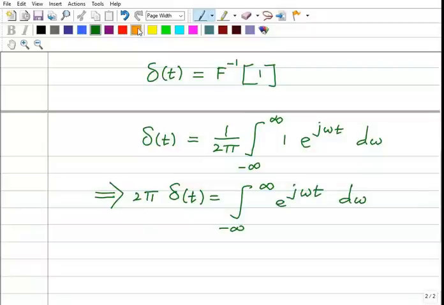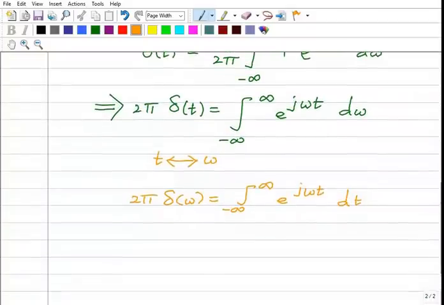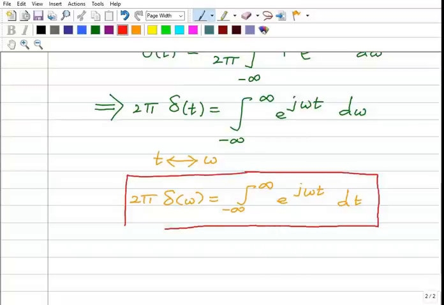Okay. So now we will apply change of variables. You just change t to omega and omega to t. So left hand side it is 2 pi delta omega. Right hand side it is integral minus infinity to plus infinity e power j omega t. If you interchange omega and t, this term will not change. d omega will become dt. We will have this result. This result we are going to use.